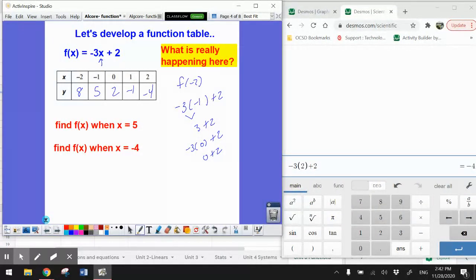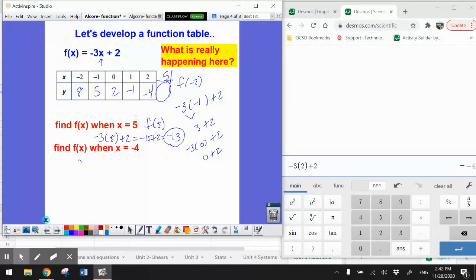Okay, so when I'm asking you to find f of x when x equals 5, or I'm asking for f of 5, either way, what I want to know, if I was making a table and that number was a 5, what would the answer be? So it's just substitution. I'm going to take negative 3 times the 5 plus the 2. Well, that's negative 15 plus 2, which is negative 13. So the answer is negative 13.